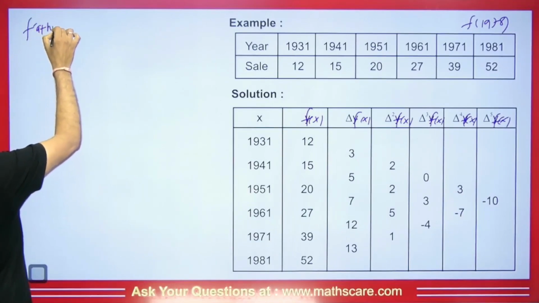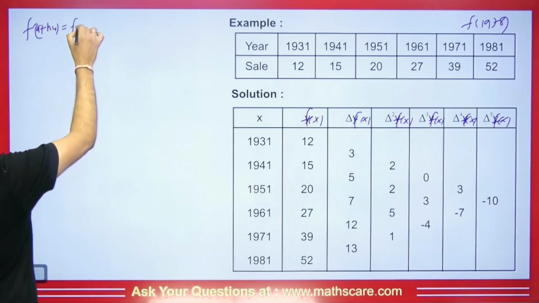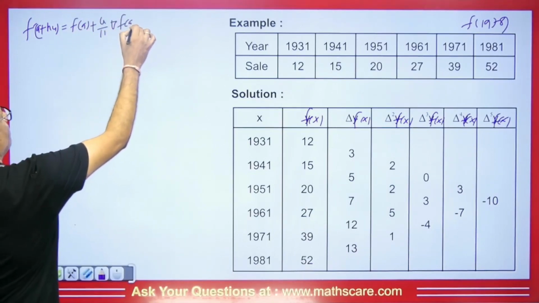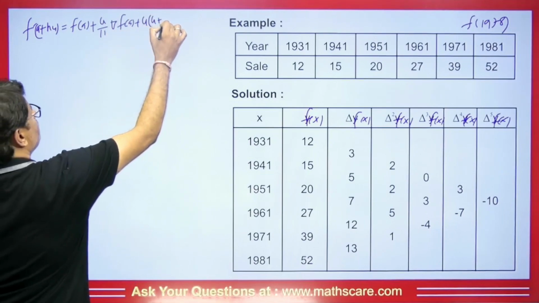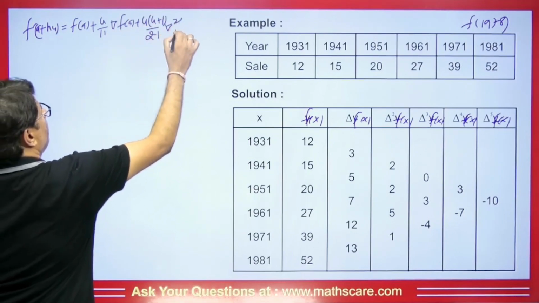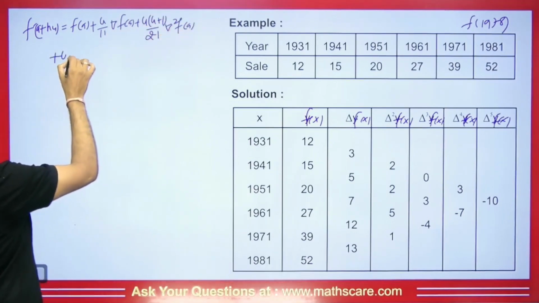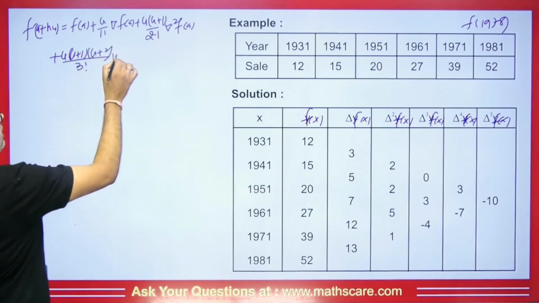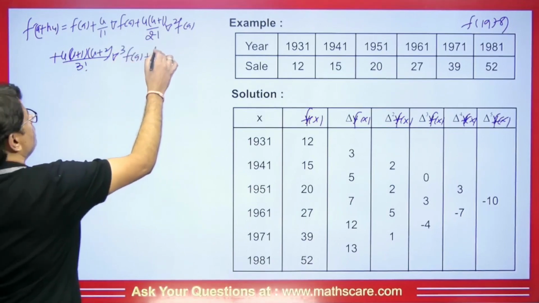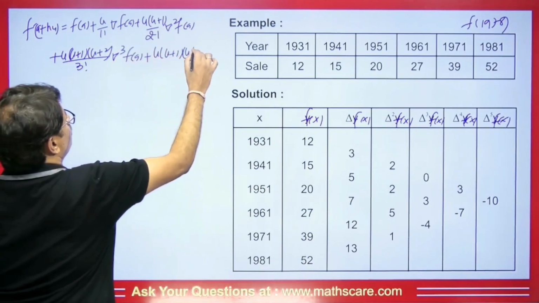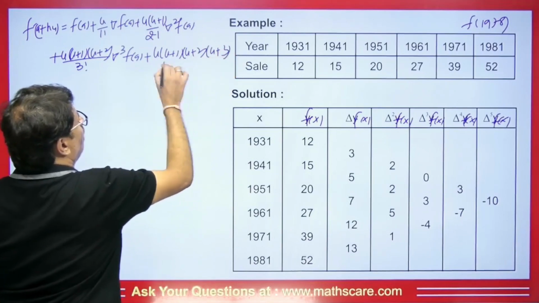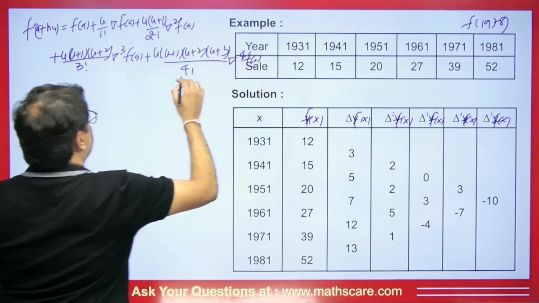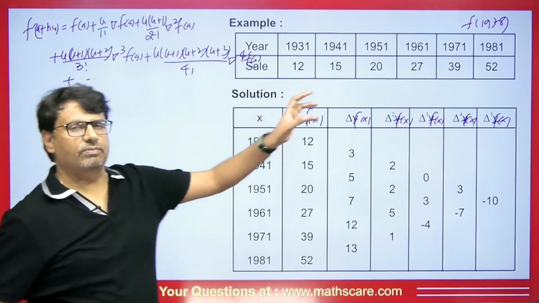f(a + hu) is equal to f(a) + u upon 1 factorial ∇f(a) + u(u+1) upon 2 factorial ∇²f(a) + students, this will be u(u+1)(u+2) upon 3 factorial ∇³f(a) + u(u+1)(u+2)(u+3) upon 4 factorial ∇⁴f(a). This formula continues like this, and it will continue because we have del 5, or you can say nabla 5, or we need to calculate till that.